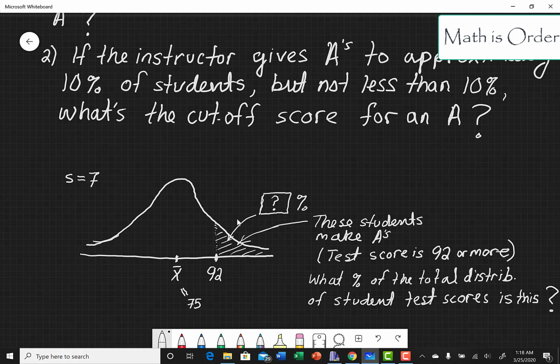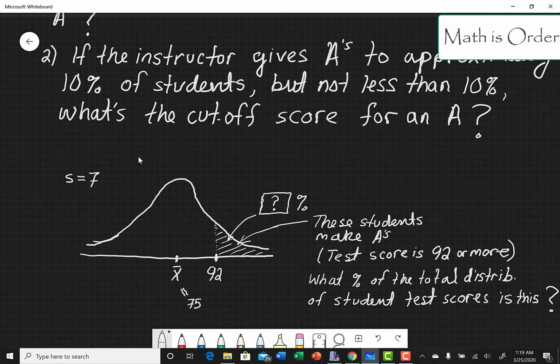Now, if you remember, the total area under this curve is 1 and is used to represent the probability or the percentage of getting any test score. Our goal is to find out what percent of all the students who took the test had scores greater than 92. Those students would have an A in the course. So that's the question. We're just trying to understand what it is asking.